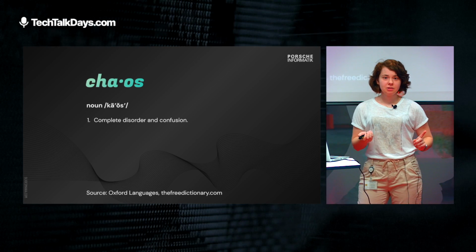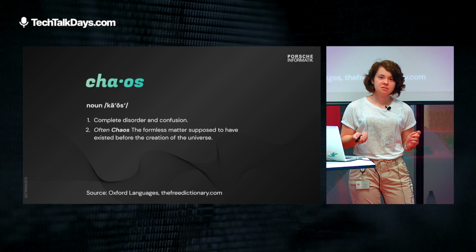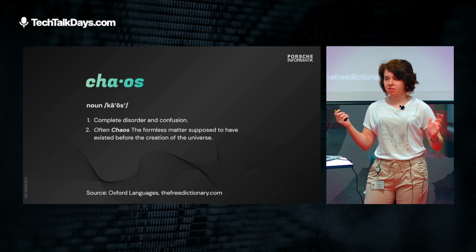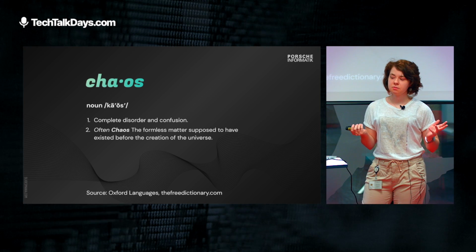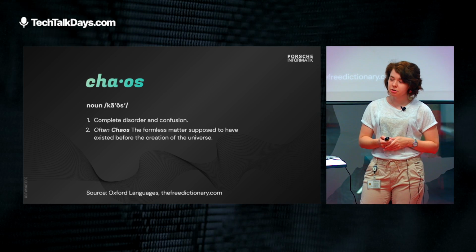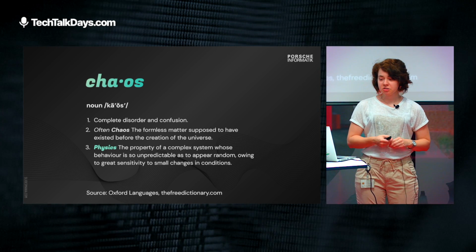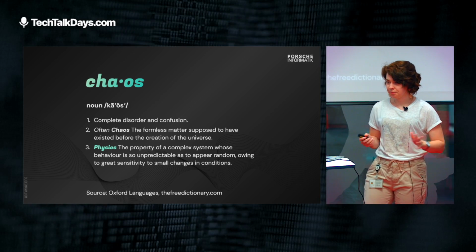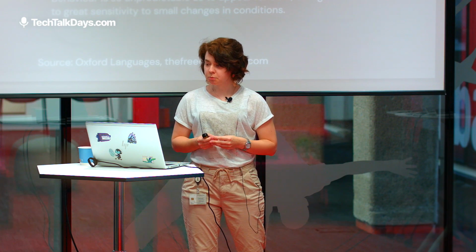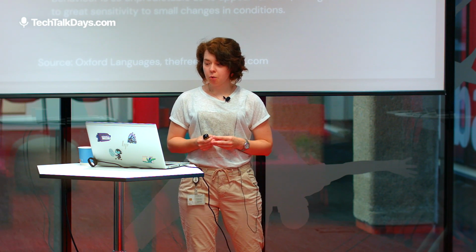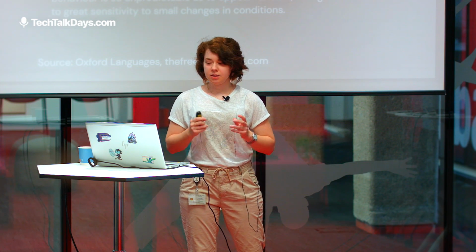Right. But it's not the only definition there is. Another one, the formless matter supposed to have existed before the creation of the universe, something from Greek mythology, which is possibly also an interesting definition, but in this case also not the one we're looking for. And then I found a third one, a definition found in the field of physics, and I'm just going to read this because it's a little bit of a mouthful. The property of a complex system whose behavior is so unpredictable as to appear random, owing to great sensitivity to small changes in conditions. Yeah, what it said.